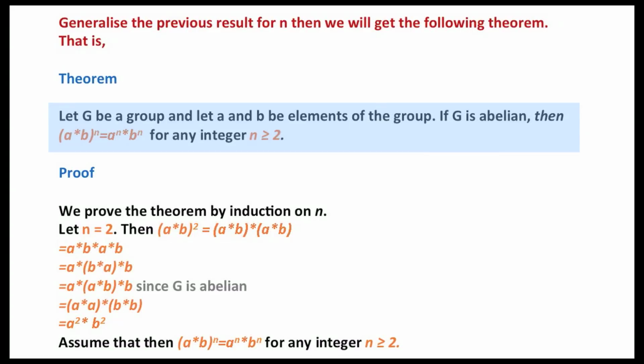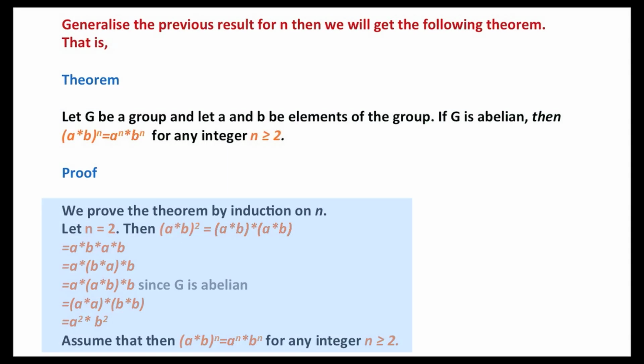Let G be a group and let a and b be elements of the group. If G is abelian, then (ab)^n is equivalent to a^n b^n for any integer n greater than or equal to 2. Proof. We prove the theorem by induction on n.